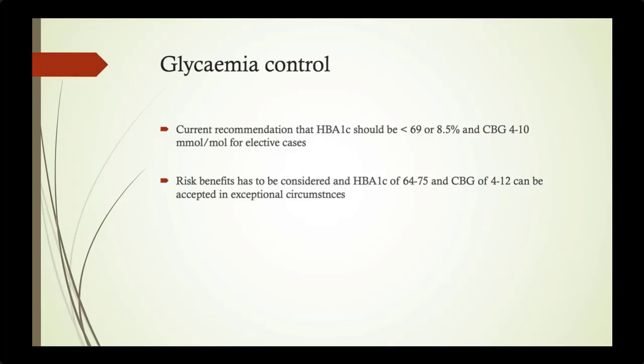Patients on steroids, for example, for any reason, their blood sugar will be a little bit higher. Some people are stressed out and consistently have a high blood sugar. In this case, if the benefit of the operation outweighs the risk, you can accept an HbA1c up to 75 and a capillary blood sugar up to 12. Okay, and that will be acceptable.